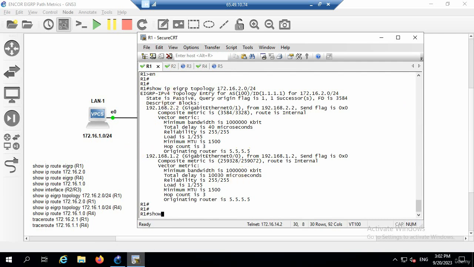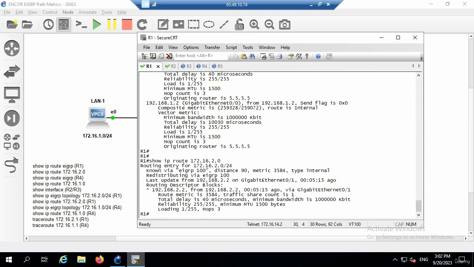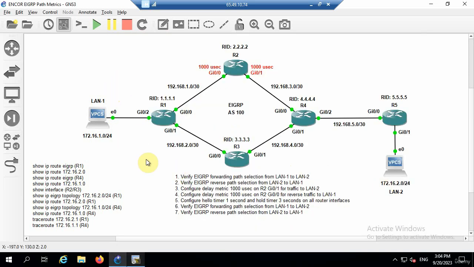And I'm just going to do show ip route 172.16.2.0. So here it is. There's the metric, 3584 again. That's the successor route. And this is the star here, 192.168.2.2. So there it is. There's the total delay, a lot lower than the other one. That's verified. LAN 1 to LAN 2 is taking this R1, R3, R4 route.